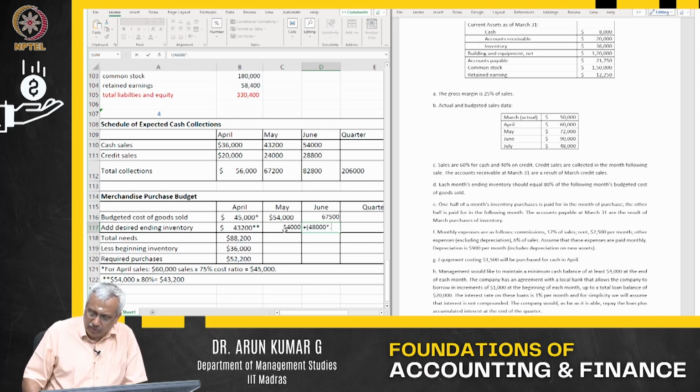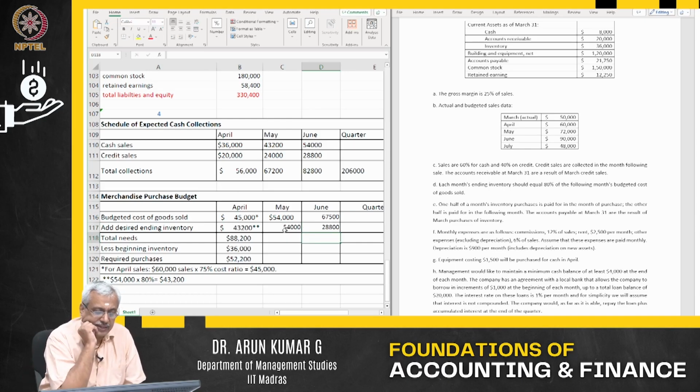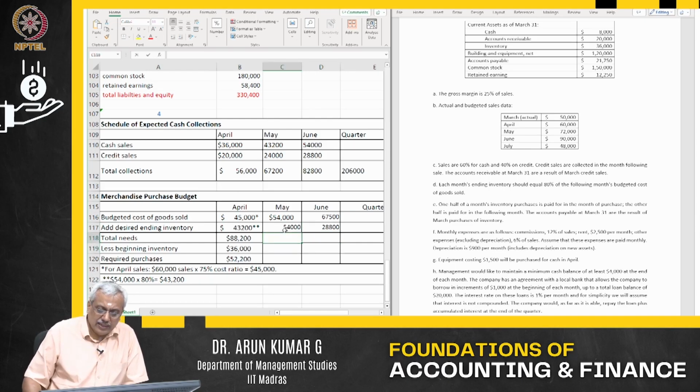What is the cost of goods sold? 75% of it. And 80% of it I will have as my ending inventory, and this is my desired ending inventory. What is the total need? Total need is this plus this every month, and then this plus this is the total need, and I have my beginning inventory.